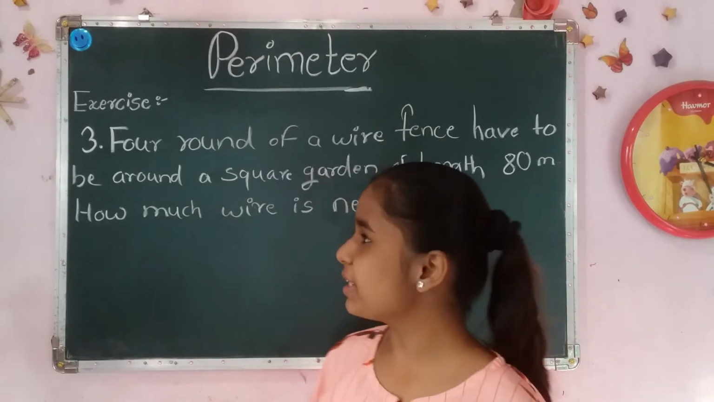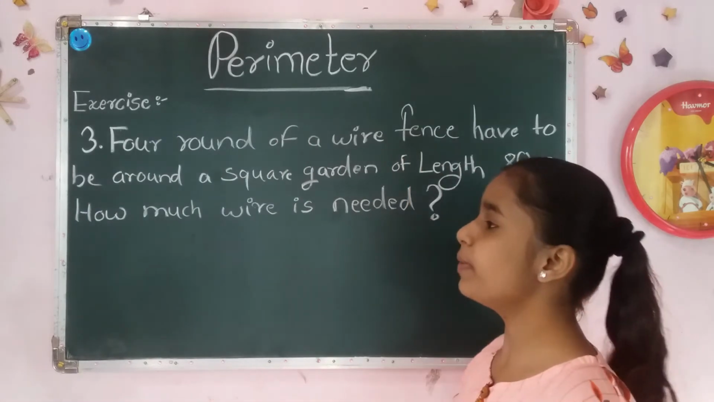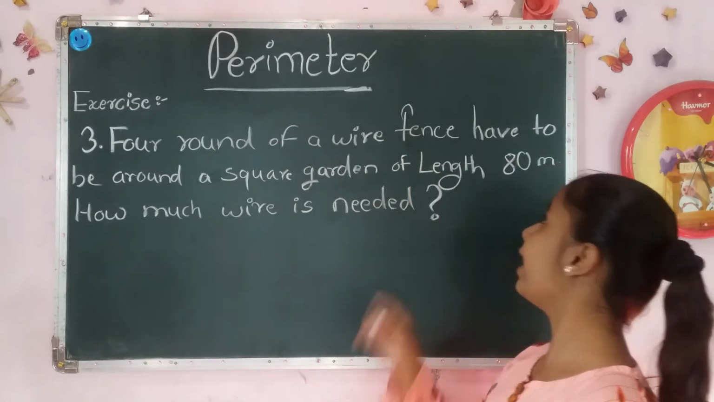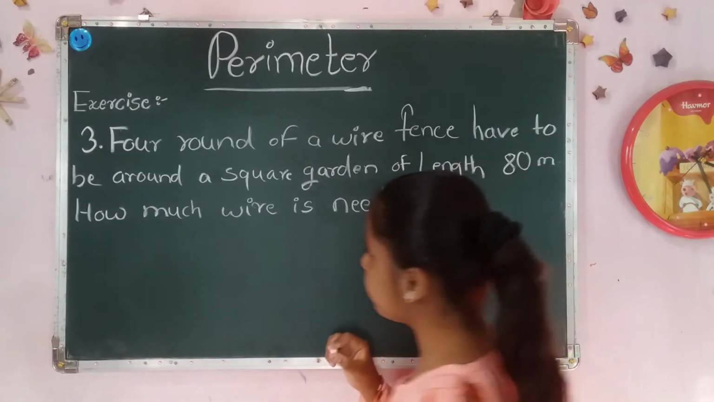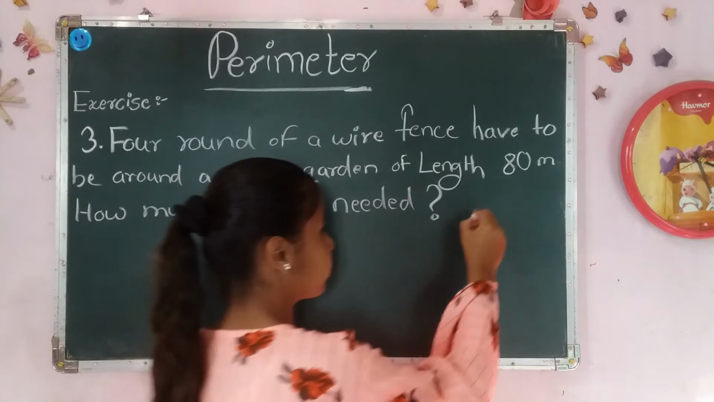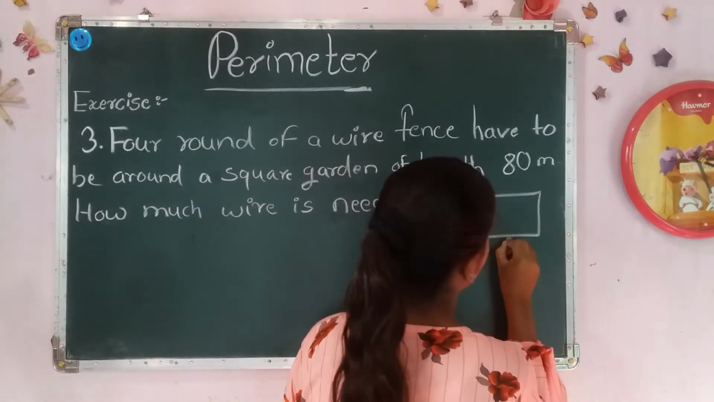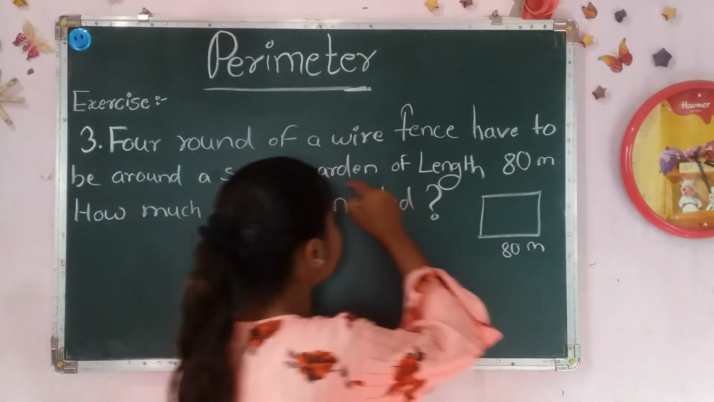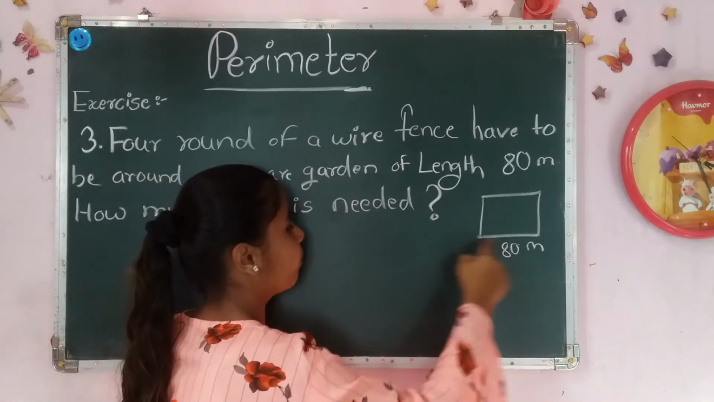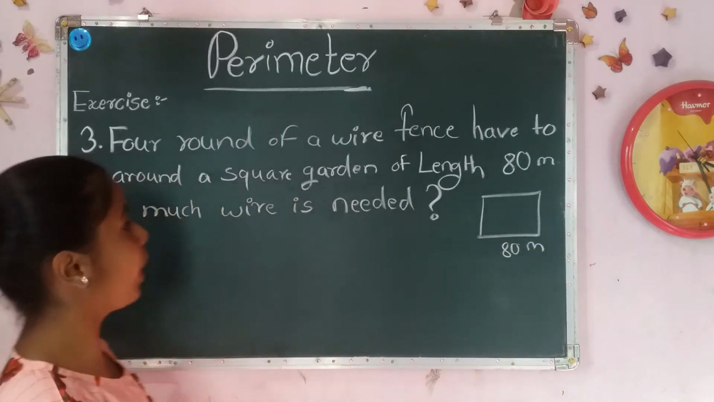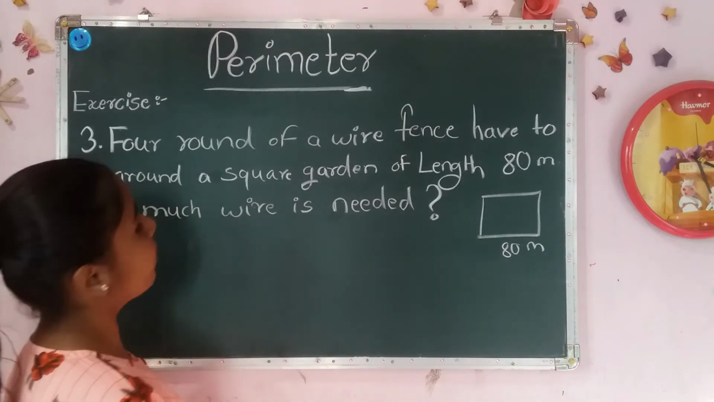So our third question is: 4 rounds of a wire fence have to be put around a square garden of length 80 meter. How much wire is needed? So here our question is, there is a square garden whose side length is 80 meters. 4 rounds of a wire fence means we have to put a wire fence of 4 rounds around the square garden with length 80 meter. How much wire is needed?